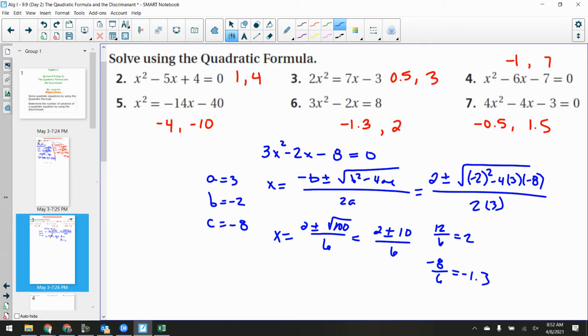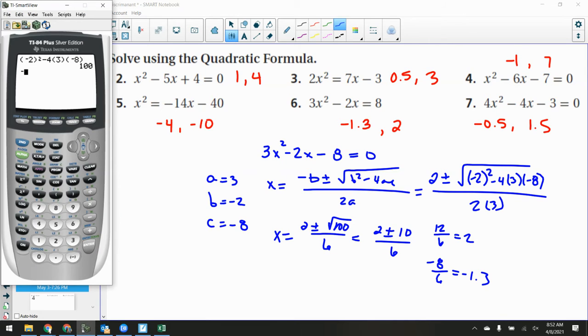Where'd you go wrong? Underneath the radical? I'm guessing you did this. Let me see. I bet you did this: negative 2 squared minus 4 times 3 times negative 8. Did you have a 92? Yeah. You didn't square. You didn't have the parentheses around the negative 2.